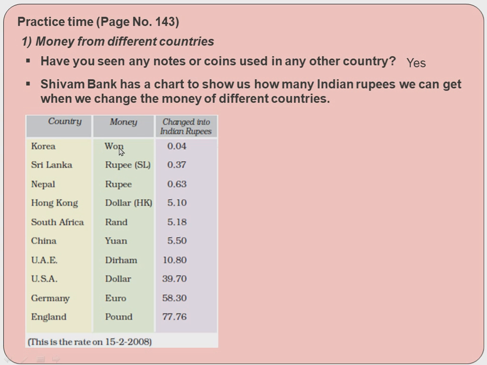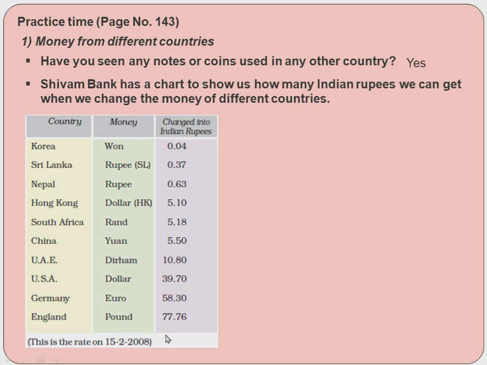When you change 1 unit, what Indian amount do you get? 4 paisa. What does 0.04 mean? It is 4 by 100, that is 4 paisa. If you change 1 Sri Lankan rupee, you will get 37 paisa. Similarly, if you change 1 England pound, you will get 77 rupees 76 paisa. This rate is according to 15th February 2008, not now.